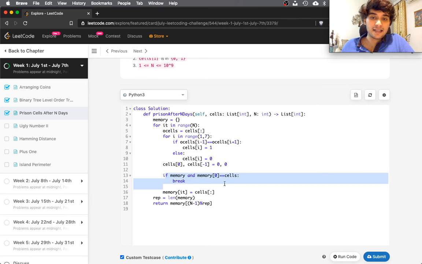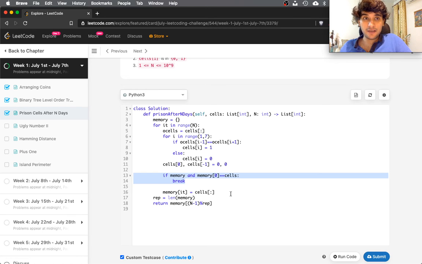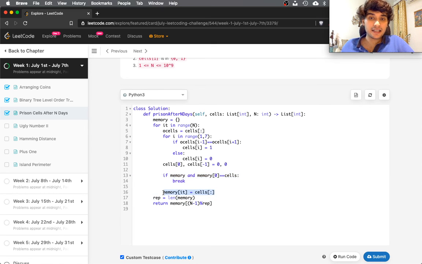What we do next is we check whether or not we've stored anything in memory, the variable memory. And if we have, then the first item that we ever stored, if that is equal to what we currently have, then we break out of it. So that's when we detect a cycle. If we detect a cycle, break. Otherwise, we save the current state in memory in the iteration. And then what we do is we check how many states we've saved in memory.